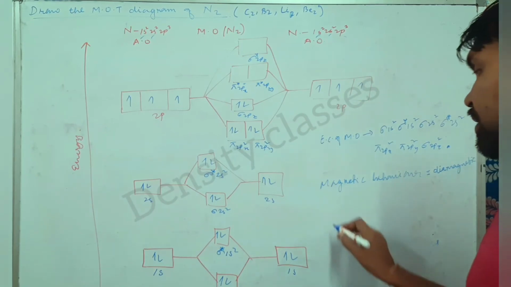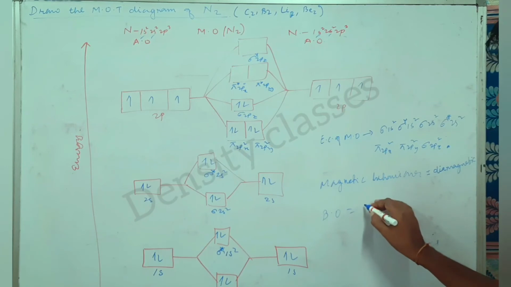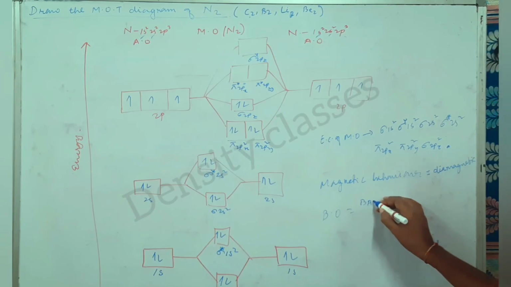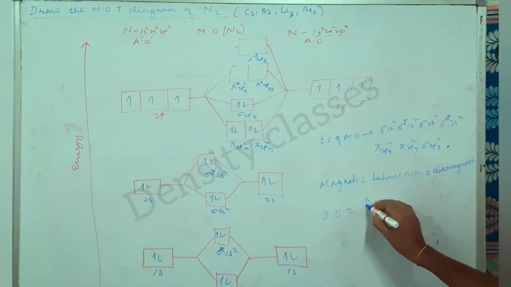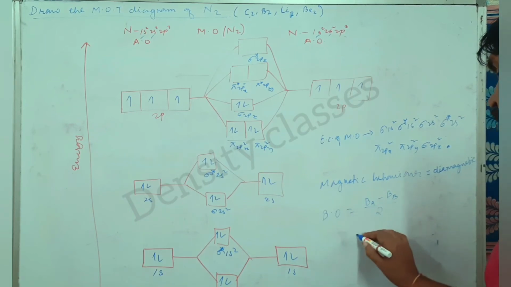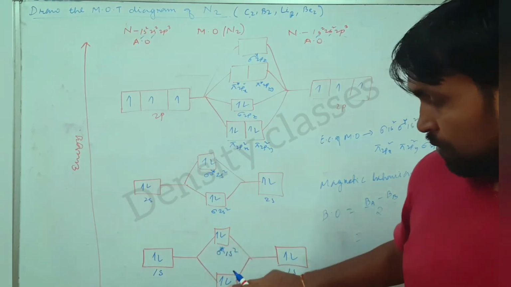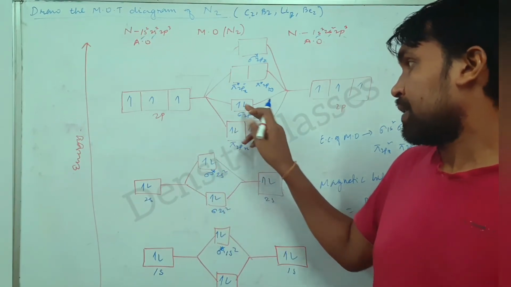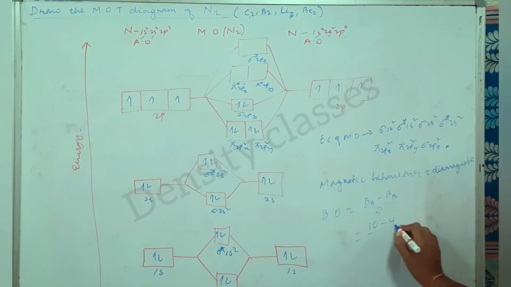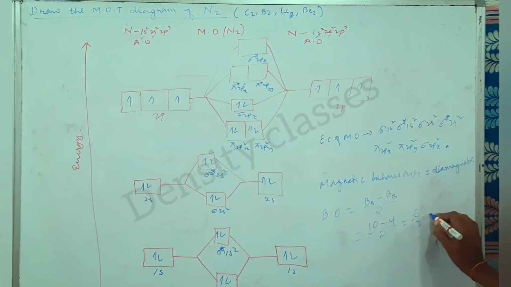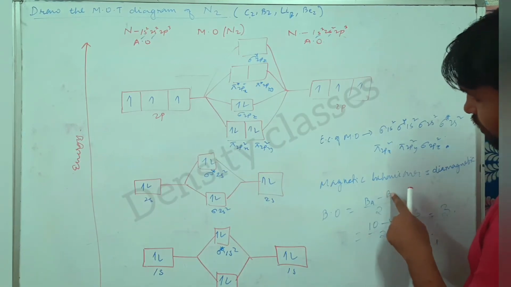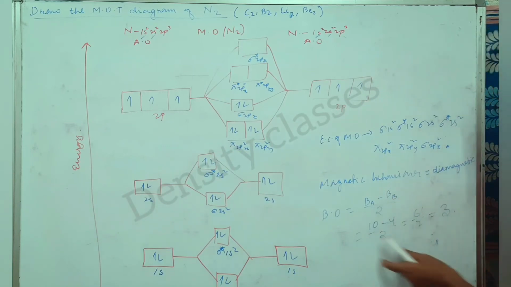Now the next thing they ask is bond order. Bond order is equal to the number of bonding electrons minus the number of anti-bonding electrons, divided by 2. So how many bonding electrons are there? All the ones down below: 2, 4, 8, 10. 10 is there. Anti-bonding, upside: 2, 4. Only 4 is there. So 10 minus 4 is 6, divided by 2. So the bond order is 3. The number of bonding electrons minus the number of anti-bonding electrons, divided by 2, gives you the bond order.